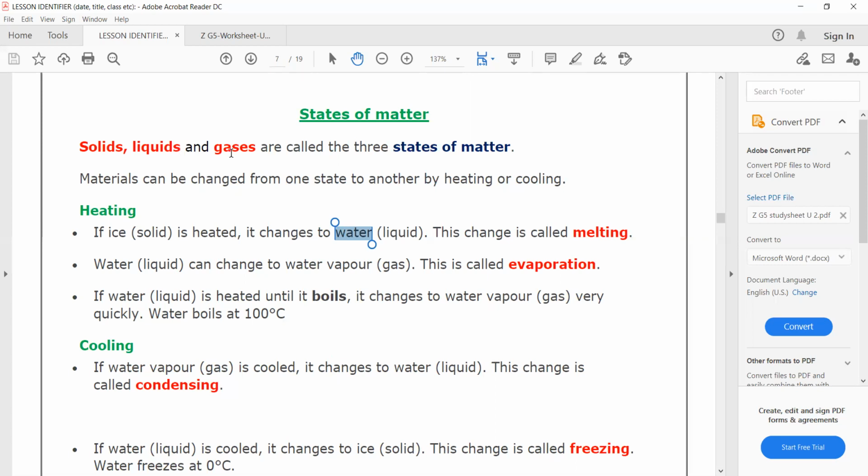And also in the gaseous state, water vapor: if you evaporate the water to water vapor, it will stay in the same structure and does not produce a new material. Water vapor is the same matter, like the water in the liquid state. Ice melts at 0 Celsius degree, and water evaporates at 100 Celsius degree.